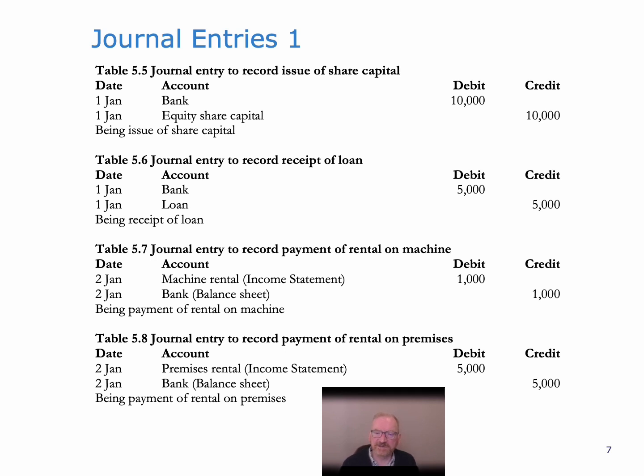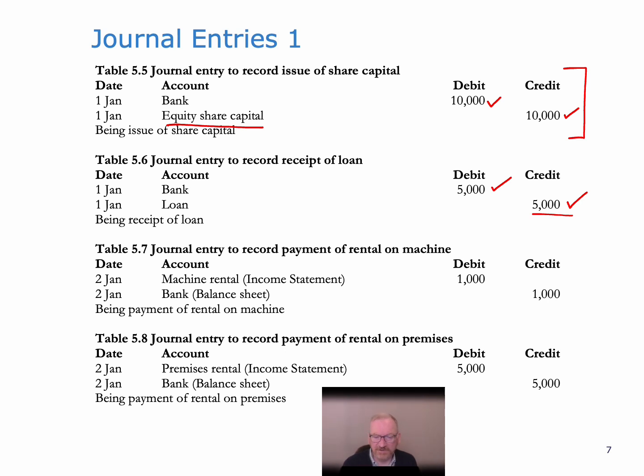So we need to go through each journal entry. This first journal entry is the issue of equity share capital. We debit the bank 10,000 and we credit issued share capital or equity share capital. The journal entry to record the receipt of the loan money goes into the bank, so it's debit bank, credit loan. And the loan will end up on the liability side of the statement of financial position.